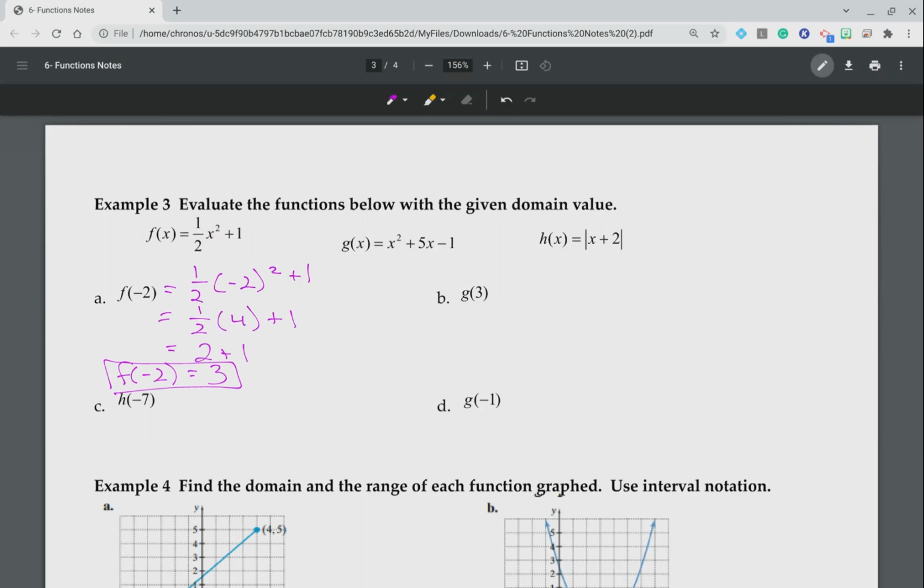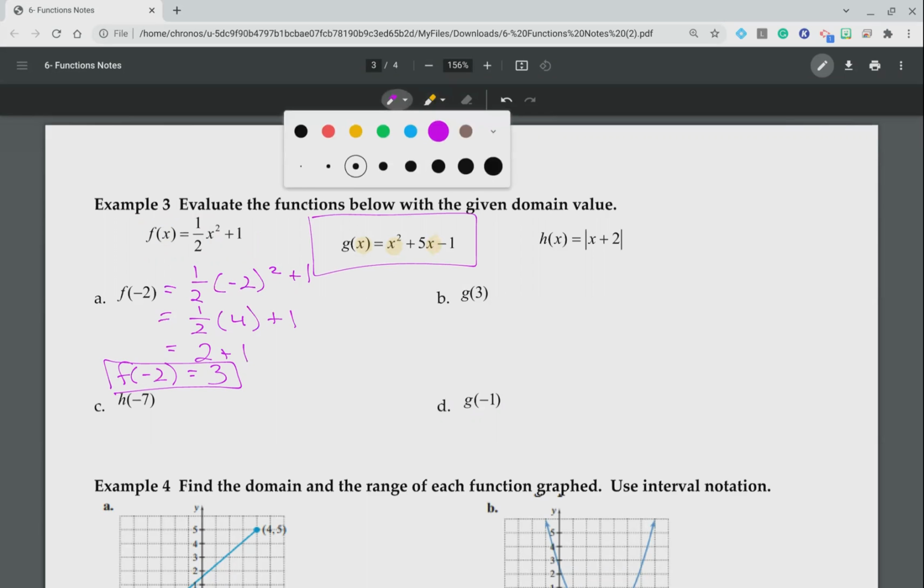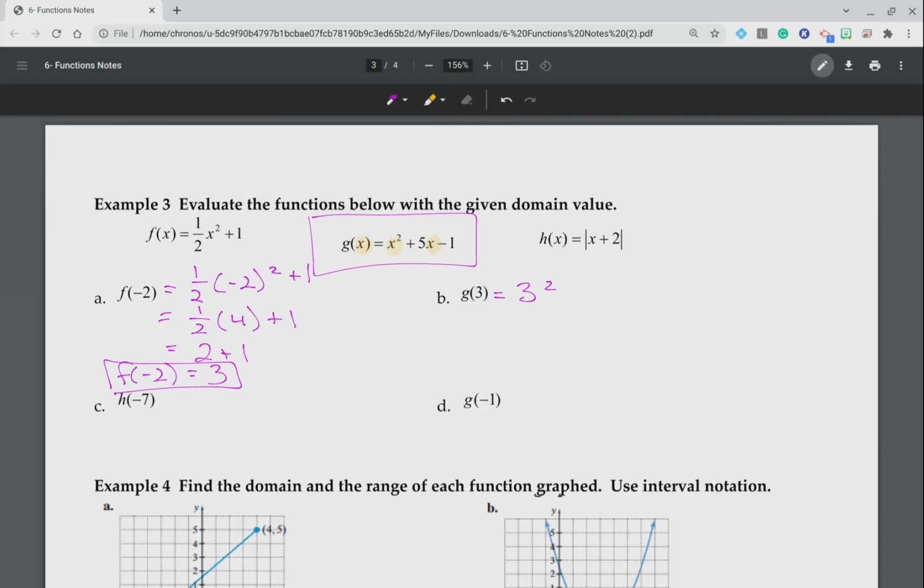Now letter B says take the g of 3. So now we're looking at this function g, and there's an x here, an x here, and an x here. If I'm taking the g of 3, I am plugging 3 into all of those places. So this is going to be 3 squared plus 5 times 3 minus 1. You can type this all in your calculator in one step, I'm just doing it the long way. So 9 plus 15 minus 1, g of 3 is equal to 23.